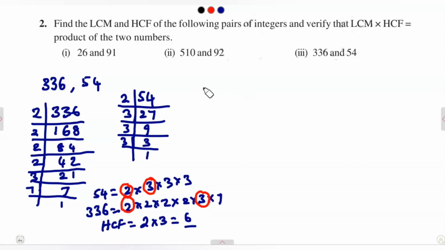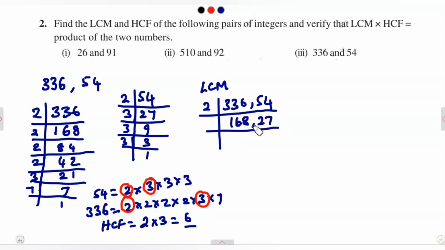Now let's find the LCM of these two numbers by using the short division method again. We are doing the third one, right? 336 comma 54. The common table is the 2 table, where you will get 168, and 2 27s are 54. These two come in the 3 table again: 56 and 9. 3 9s are 27. 56 and 9 don't come in any same table. You need not factorize them.